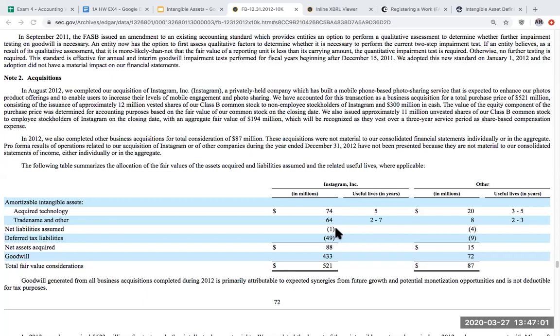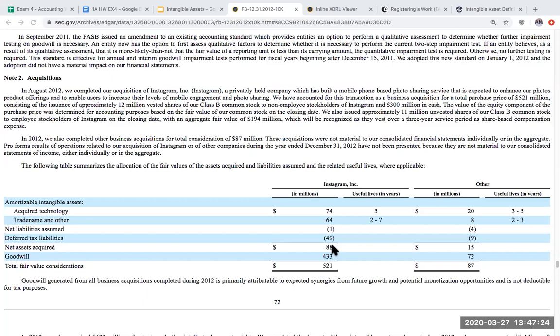Then over here, liabilities assumed, we deduct that. Deferred tax liabilities, we're also going to deduct that. And then over here, the net assets that were acquired from Instagram were $88 million. Those are dollar values that we can assign to assets after an appraiser has gone through.